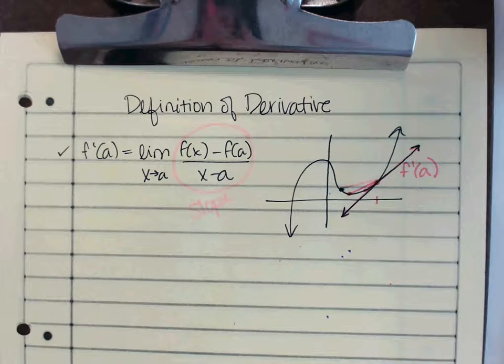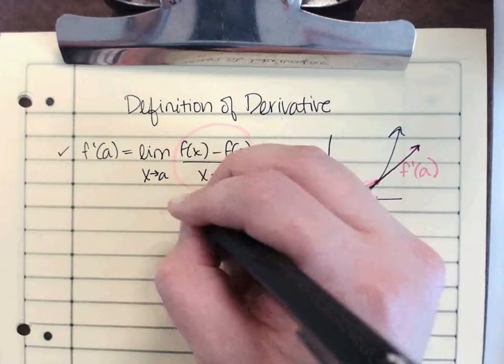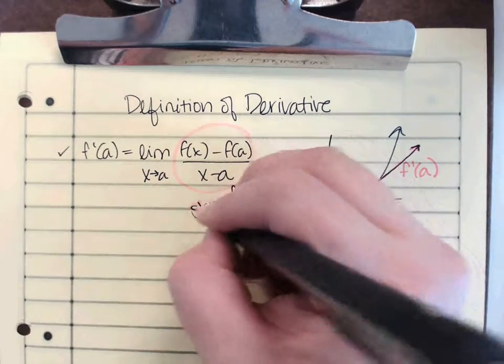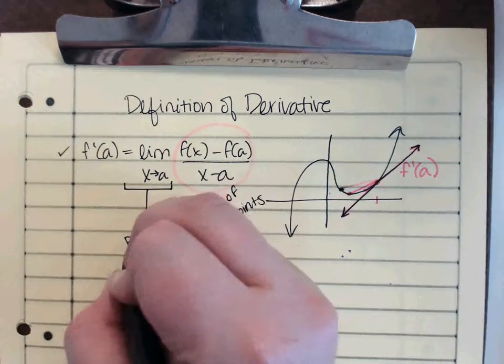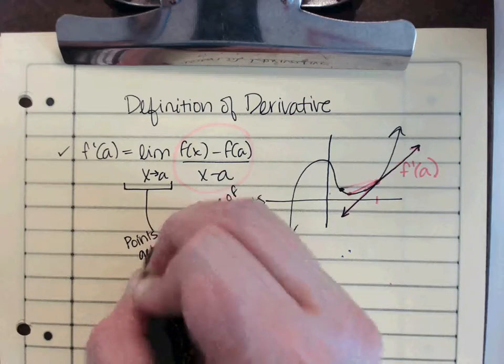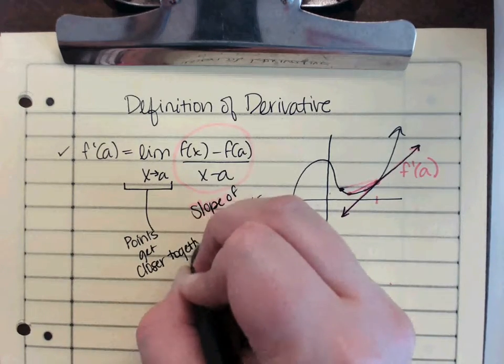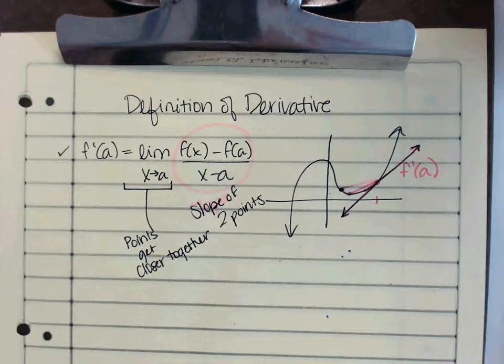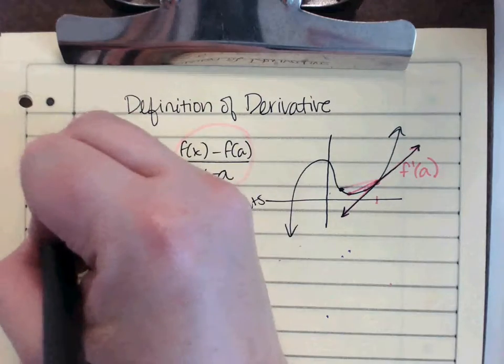Okay, and then what happens as that point gets closer? My secant slope gets closer and closer to my tangent slope, right? Okay, so that's where the limit comes from. So it's the slope of 2 points. And then the limit part of this tells me that the points get closer and closer together. Okay, and as you do that, it's going to approach the slope of the tangent line.